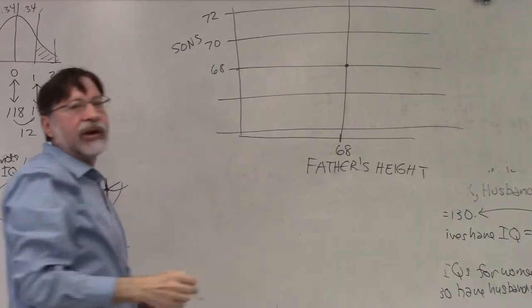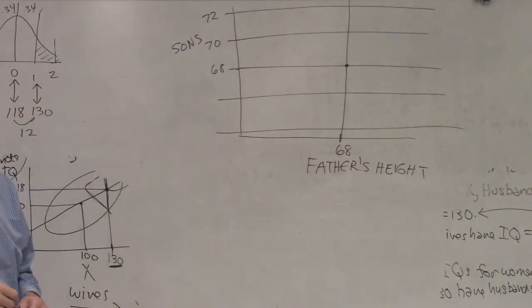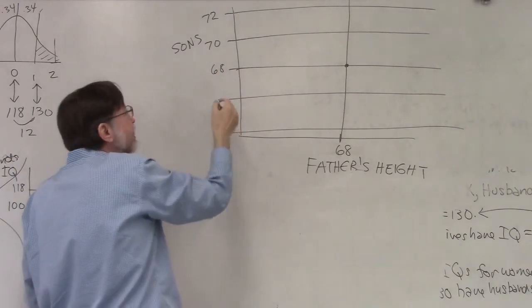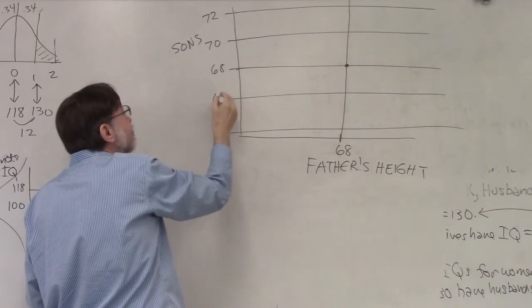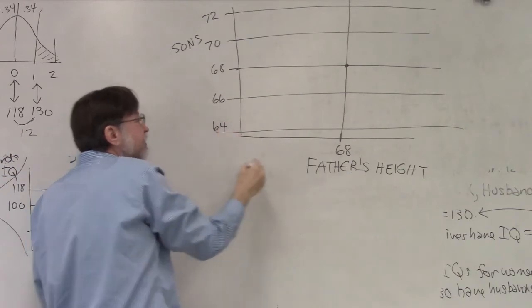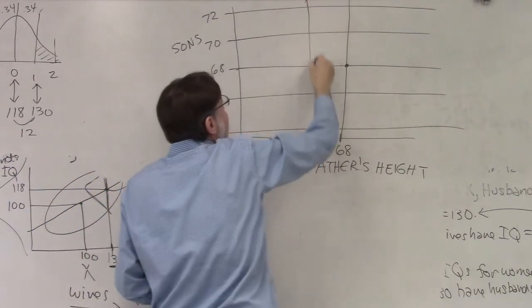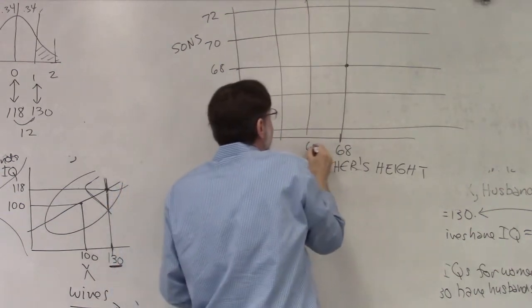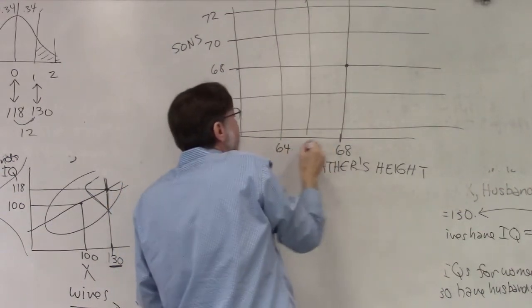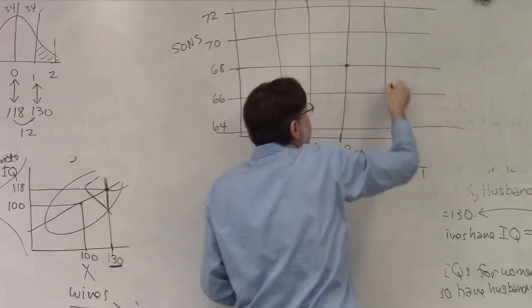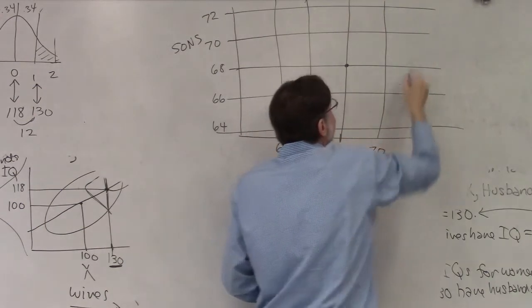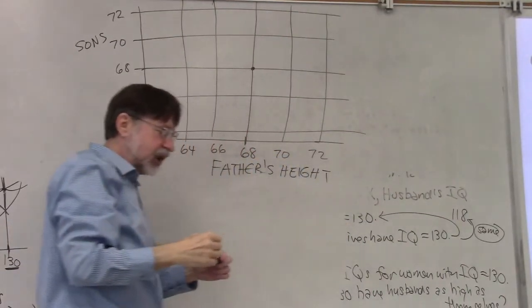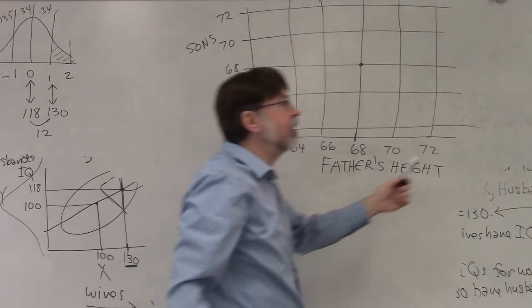It helps if you have graph paper, but I'll do the best I can do here. 72 inches, how tall is that? That's 6 feet, right? 68 inches, that's 5'8". That was average. 66 inches, 64 inches. He found that the standard deviation was about 2 inches. 64 is 5'4". 70 inches, 72 inches.